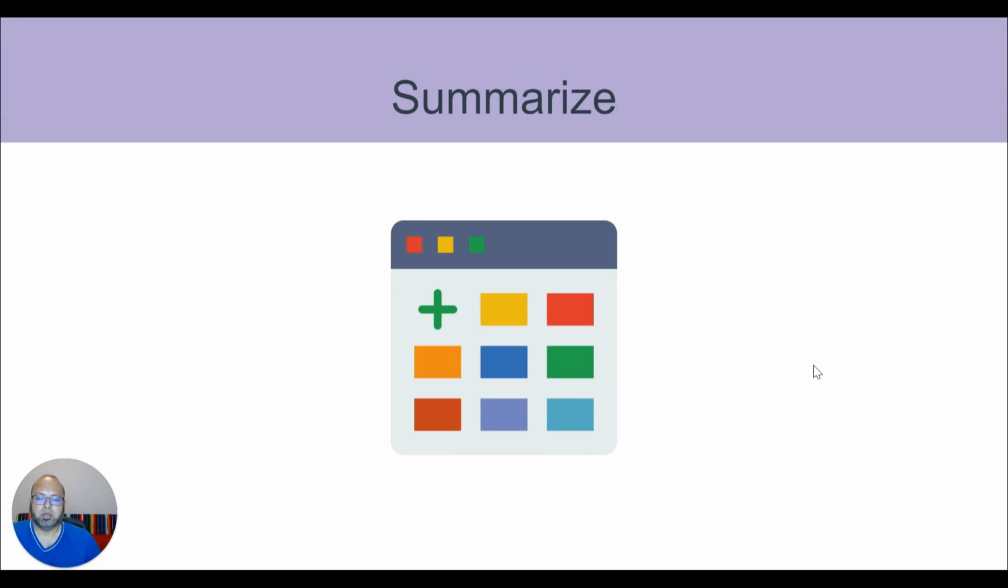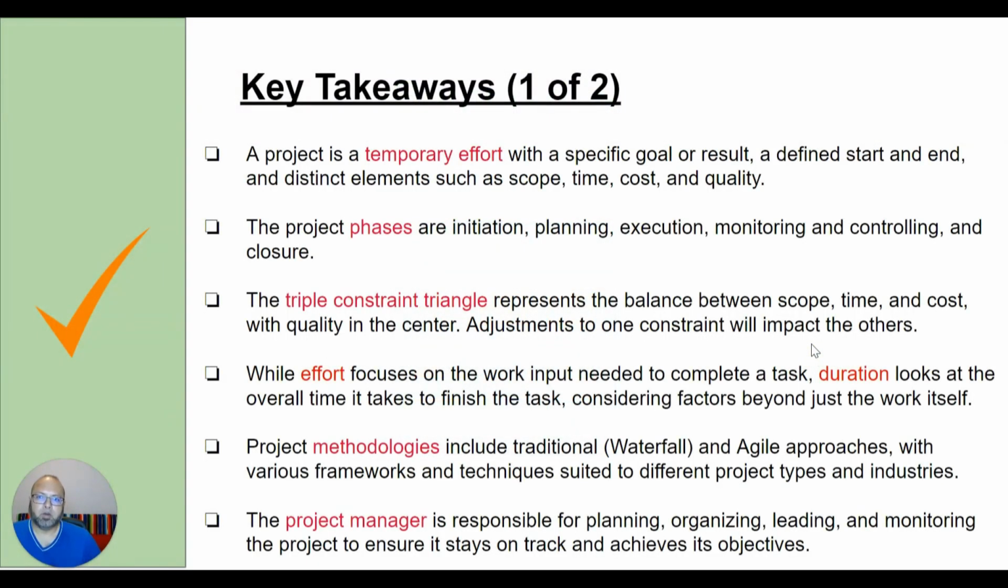So let's summarize the project management basics videos for you now. So the key takeaways is that a project is a temporary effort with a specific goal or result defined by start and end date and distinct elements such as scope, time and cost and quality. This is the triple constraint triangle.